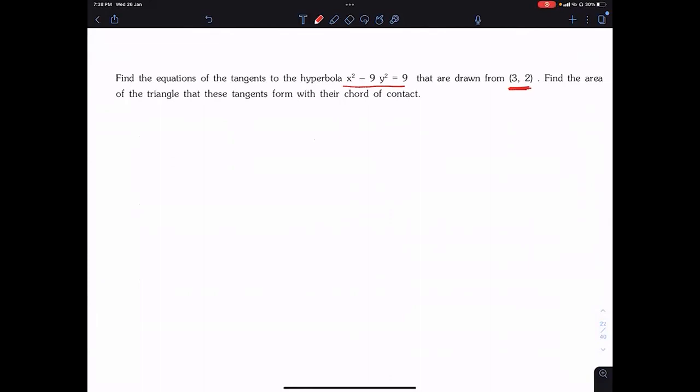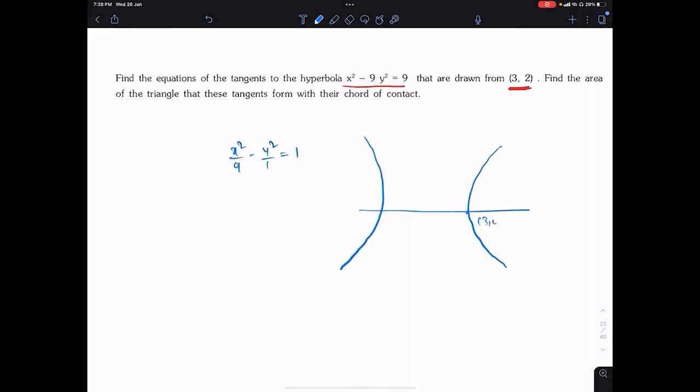Now the hyperbola equation is given by x square by 9 minus y square by 1 equals 1. So the hyperbola will look something like this. This is (3, 0). This is (minus 3, 0). So from which point are you drawing the tangents? (3, 2). So like this from above, just like in that ellipse question. One tangent we can say straight away is like this. Now the other tangent we need to find.